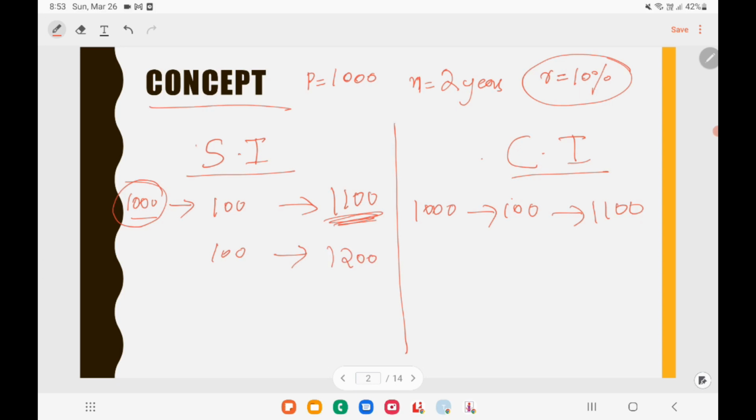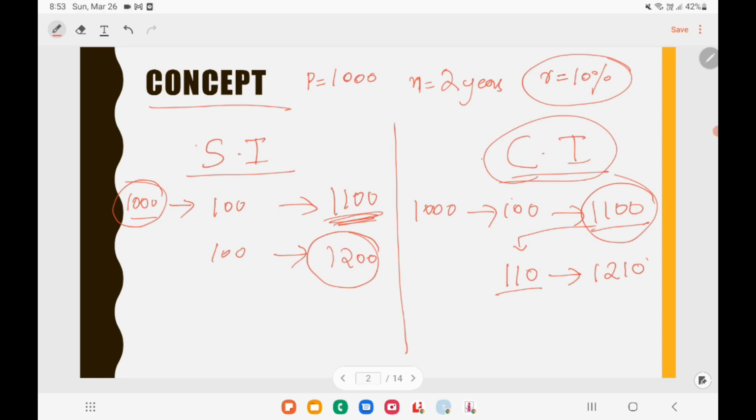But when it comes to compound interest, the interest will be calculated based on the final amount of the first year. The final amount of the first year was 1100. So 10% of 1100 is 110. So your amount will become 1100 plus 110, which is 1210. So at the end of 2 years, with simple interest the amount becomes 1200. If you are putting it in compound interest, the amount is becoming 1210 after 2 years.